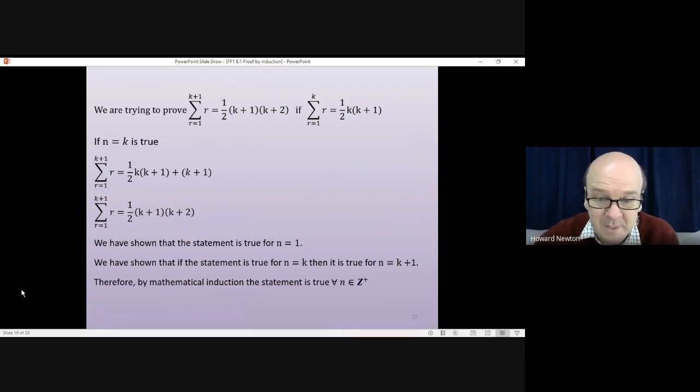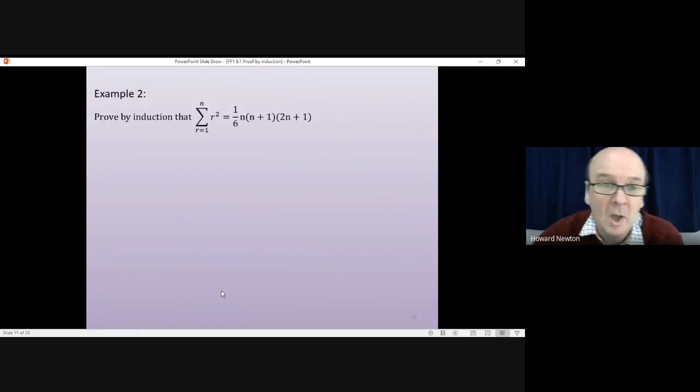Therefore, by mathematical induction, the statement is true, and this is set language here, it's true for all values of n which are members of the positive integers. That's the way you'd read that little collection of symbols. True for all values of n that are members of the positive integers. Okay, example 2, have a go yourself, pause the video, come back when you're ready.